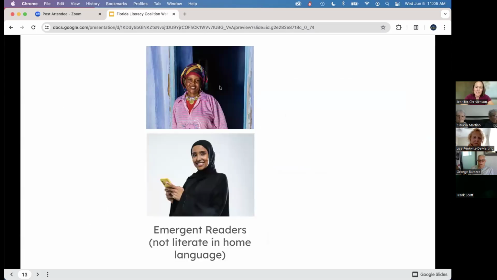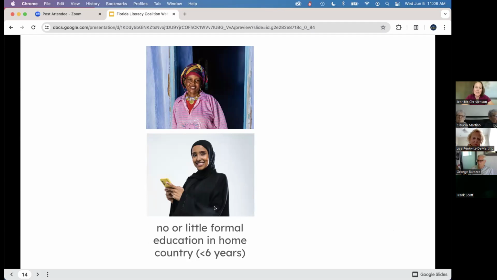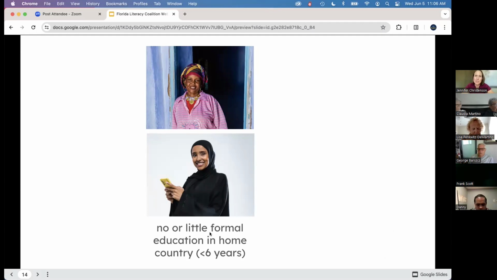And then these two students are emergent readers. What I mean by that is they are not literate in their home language. So these two students are not literate in their home language. Usually the definition I see for emergent reader is that the person has had no or little opportunity for formal education in their home language, usually less than 6 years.